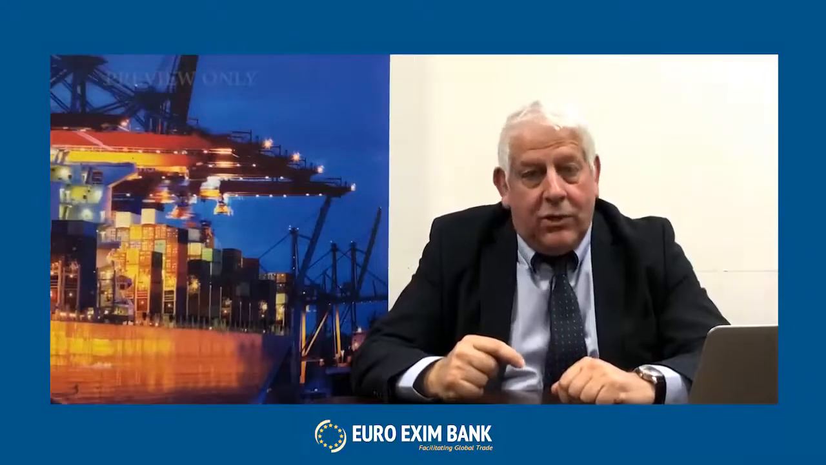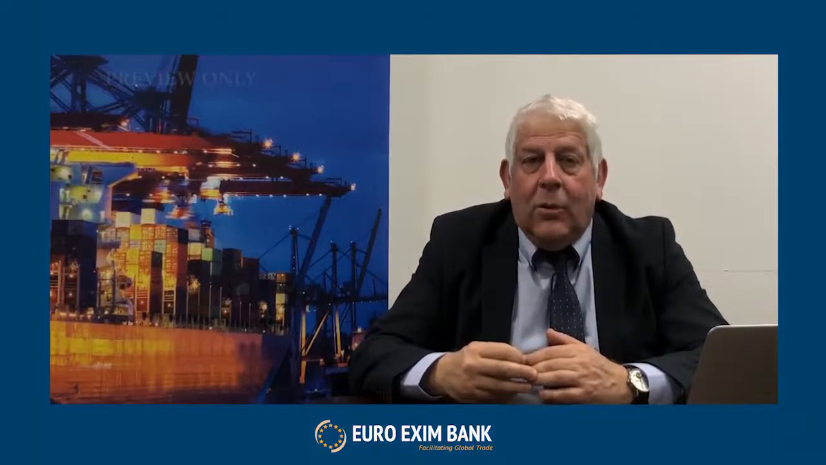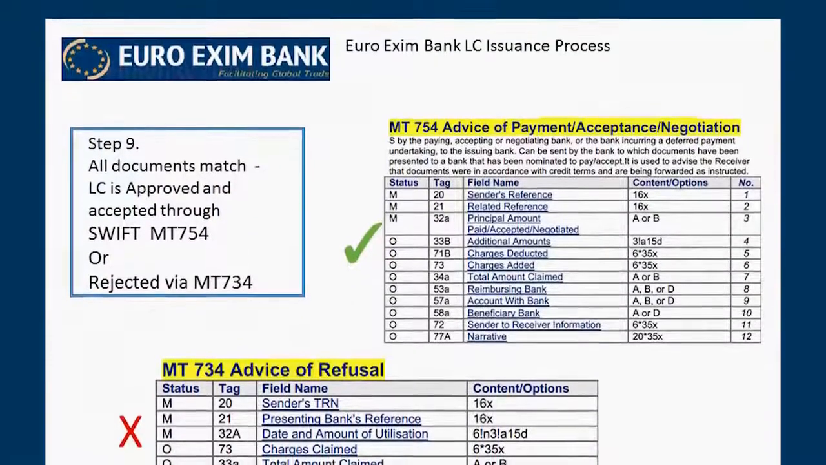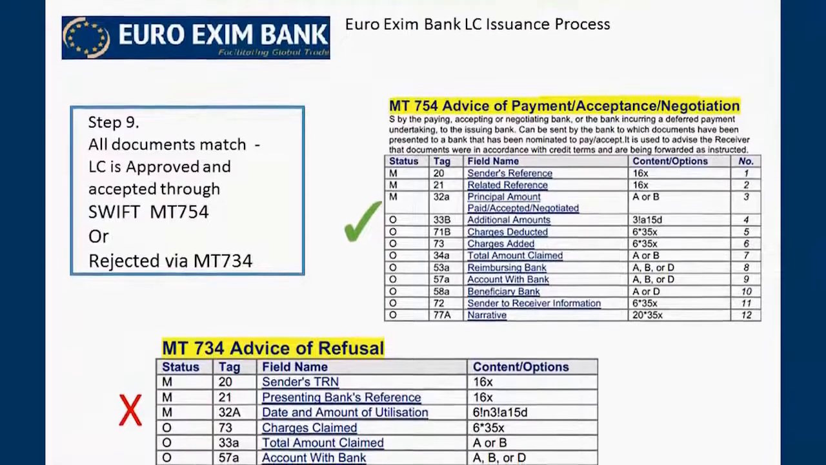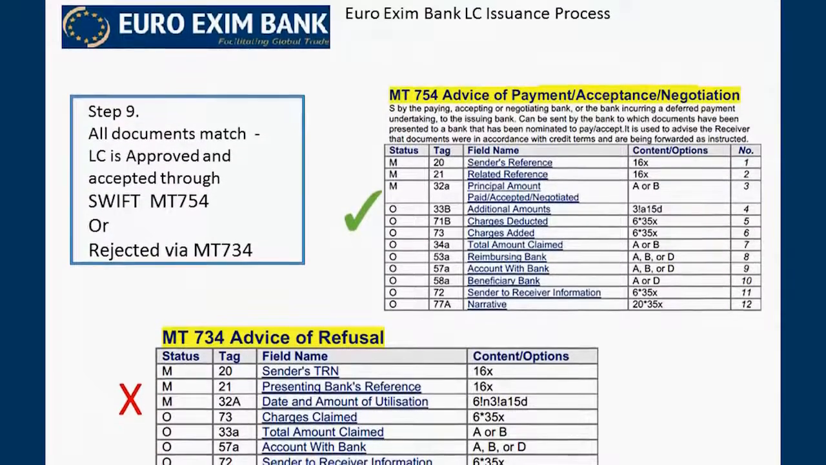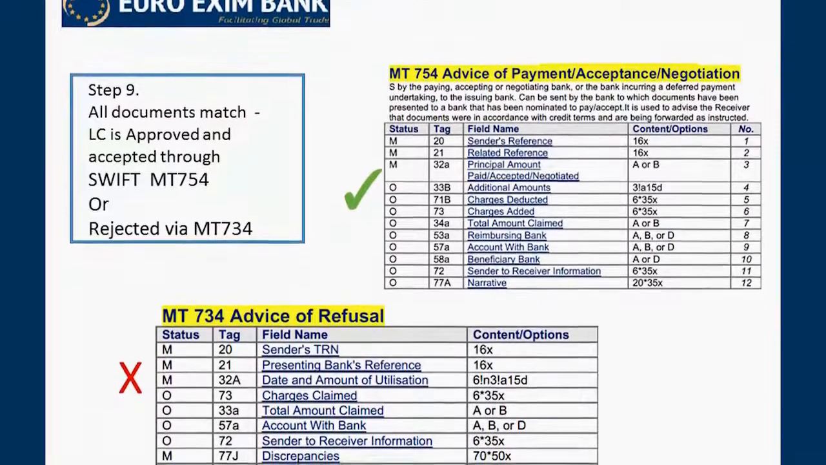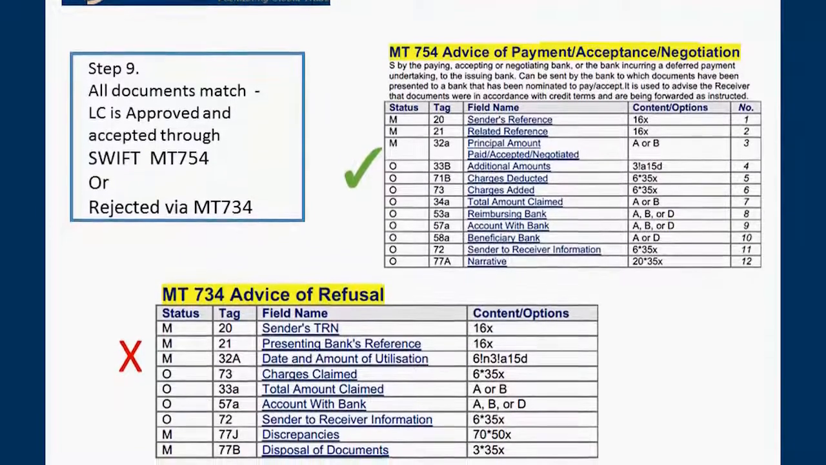Step 9, if all the documents are correct, there are no discrepancies, there is no reason to reject, we will then issue what is called an MT 754, an acceptance of the terms and conditions of that particular LC. On the other hand, if it does not pass all of the checks that we do with that particular document, we will then issue an MT 734 rejection notice.